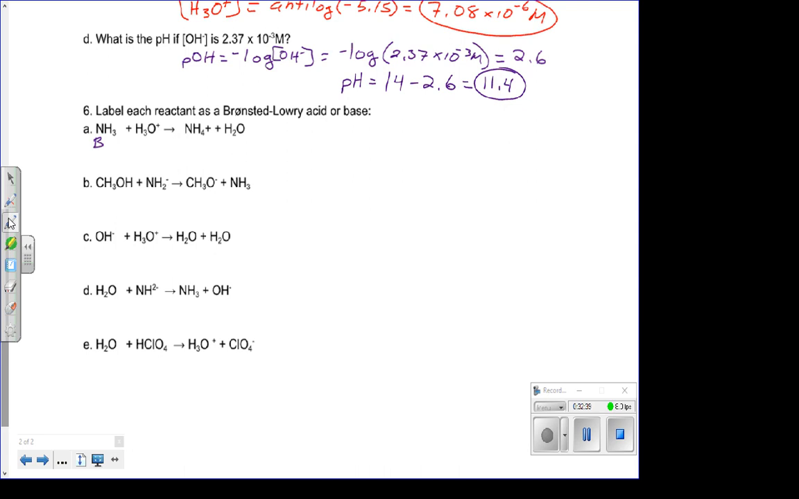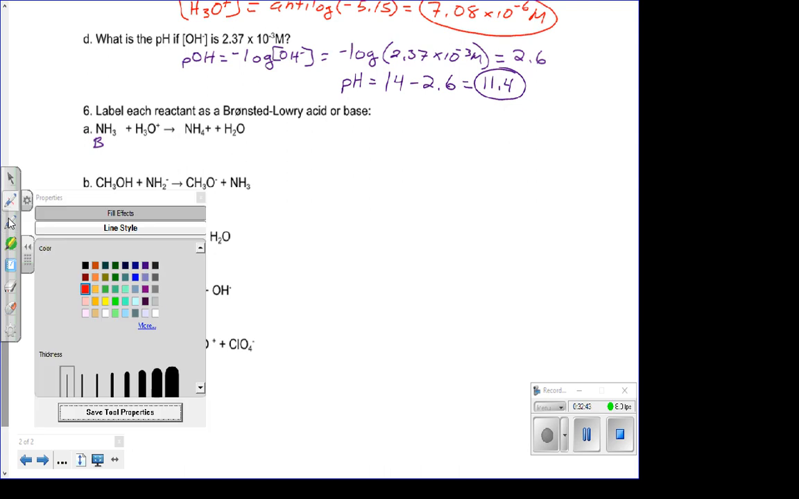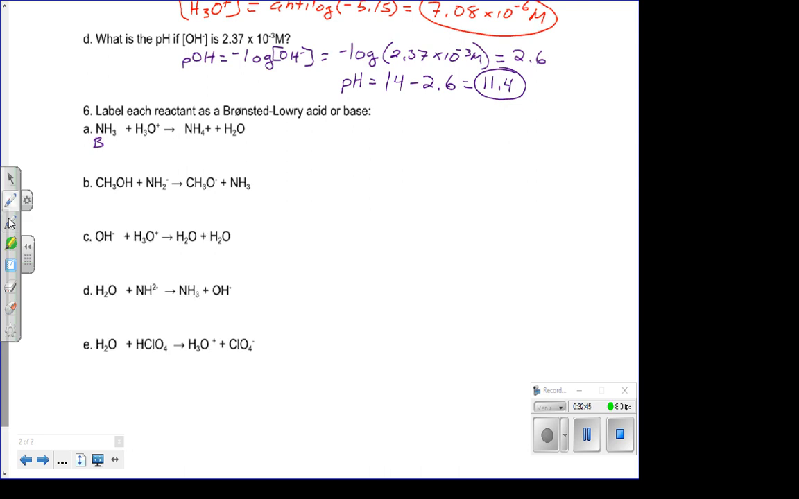H3O ends up as H2O. I'm not sure why there's an extra plus sign in there. So that loses a hydrogen. So that's our acid. Whatever started out as the base is going to become the conjugate acid on the other side. And the thing that started out as our acid becomes our conjugate base.